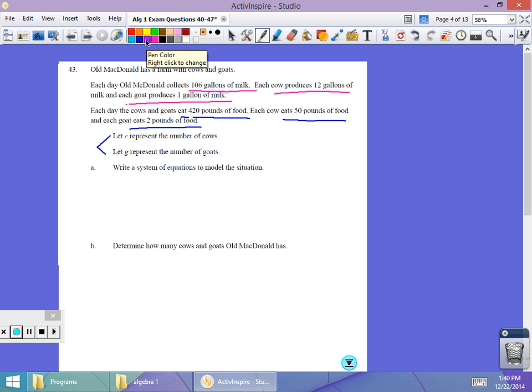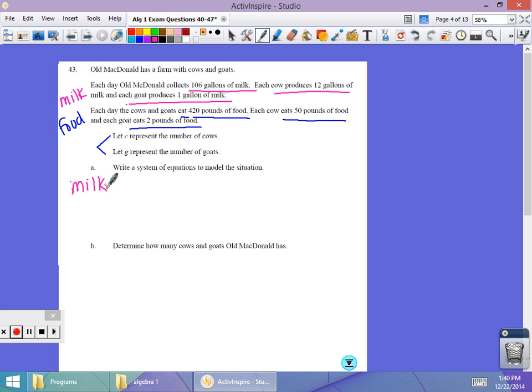I have two constraints here. We have a milk constraint and a food constraint. Part A is asking you to write a system of equations to model the situation. Use your constraints.